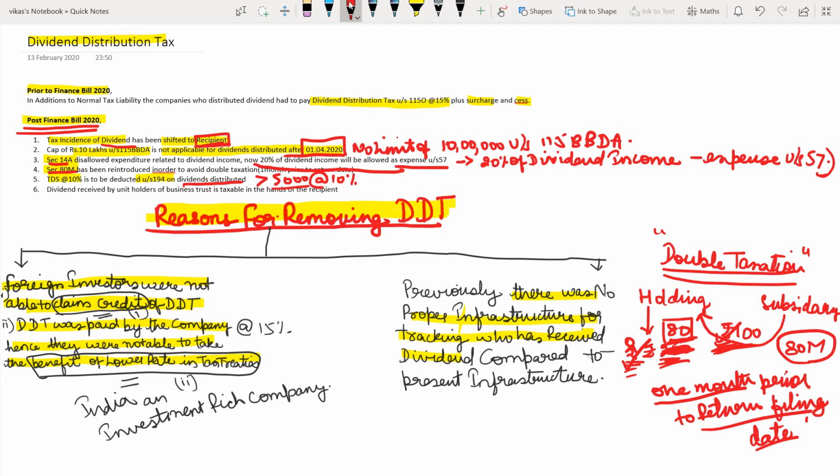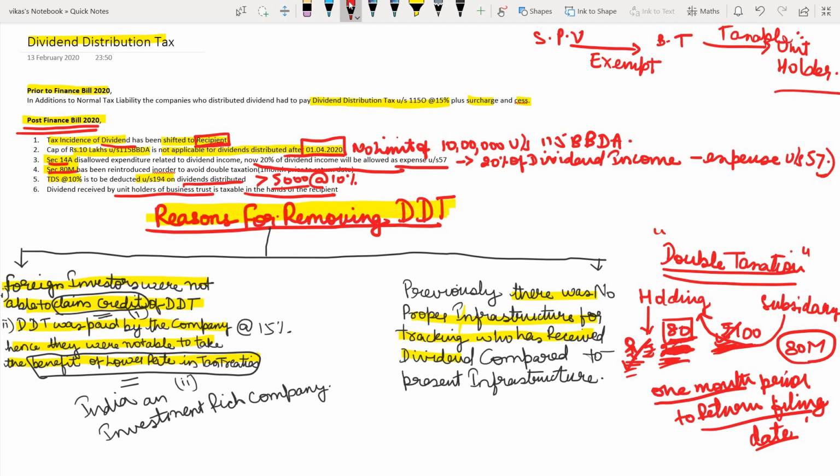And the next thing over here is that dividend which is received by the unit holders of the business trust is taxable in the hands of the recipient. Now in case of business trust, what happened was, if dividend is received by the business trust from any special purpose vehicle, then it is exempt. However, if a unit holder is receiving any dividend from the business trust, then it is taxable, as in Finance Bill 2020 the incidence has been shifted to the recipient. However, if any dividend is received by the business trust from the special purpose vehicle, it is exempt under section 10(23FC). Okay, so this is the whole concept of dividend distribution tax.